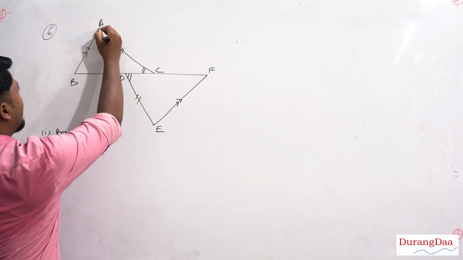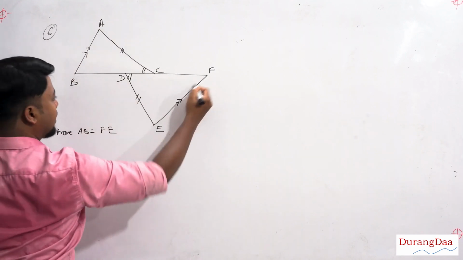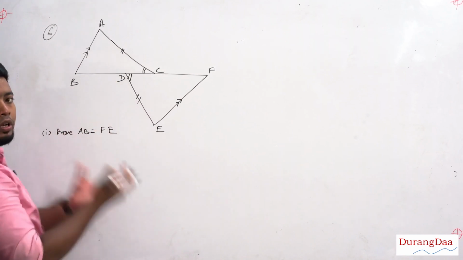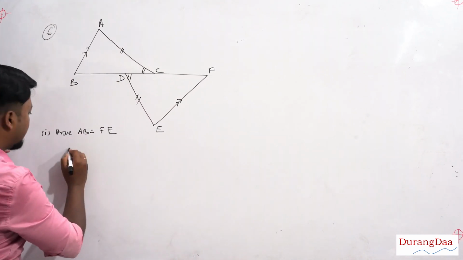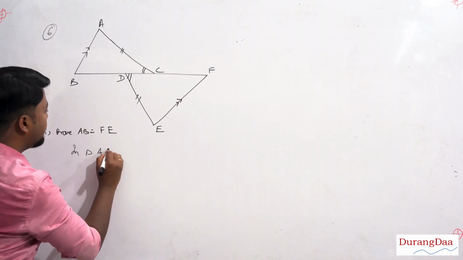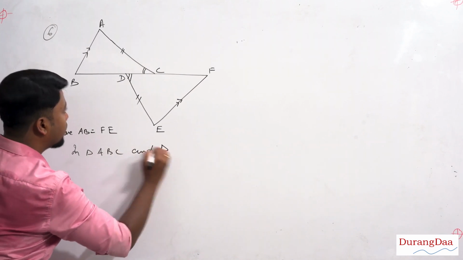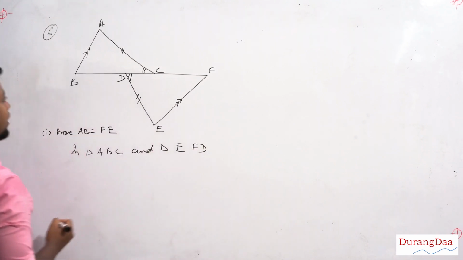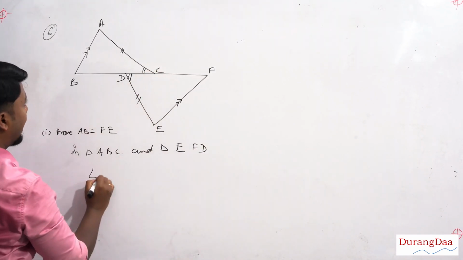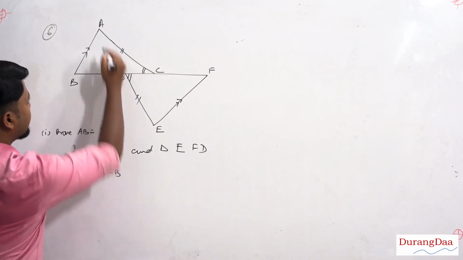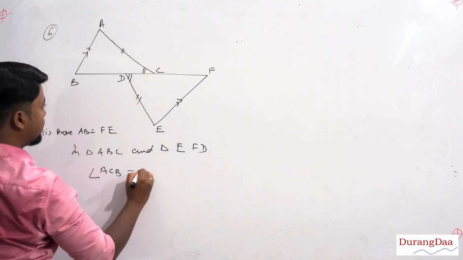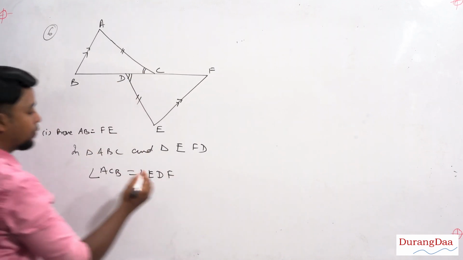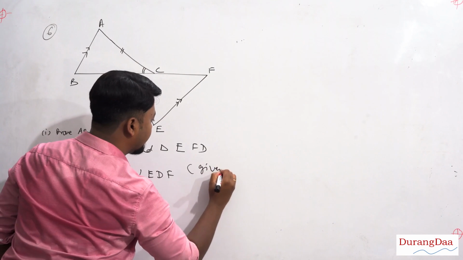So clearly, if we have to prove this side and this side equal, that means we are picking this triangle and this triangle to prove them congruent. All right, so let's start. In triangle ABC and triangle EFD, clearly angle ACB is equal to angle EDF. It is already provided in the question right here, given.